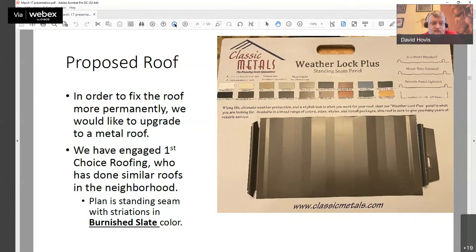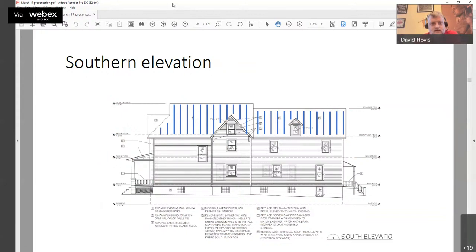Anyway, in order to more permanently fix the roof, we wanted to upgrade to a metal roof, which would be more compatible with solar. We engaged First Choice Roofing, who has done similar roofs in the neighborhood, including the one at 7708 Franklin. The plan was to put a standing seam with striations in the burnished slate color, thinking that the house probably originally had a slate roof, so at least a slate colored roof would be reasonable in terms of tying back to the history of the house. Next slide. The seams would look roughly like this. This is my inexpert rendering, but just a general idea. Next slide.